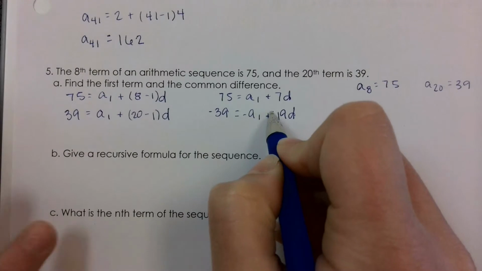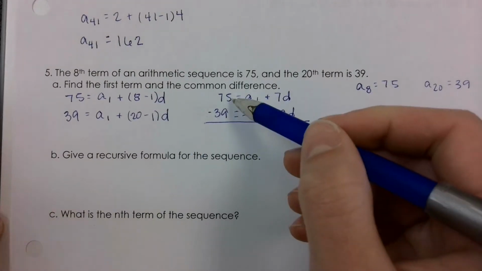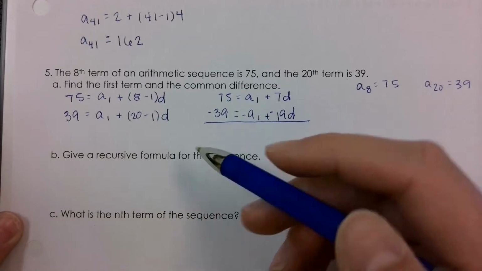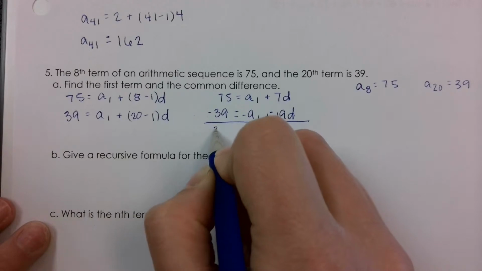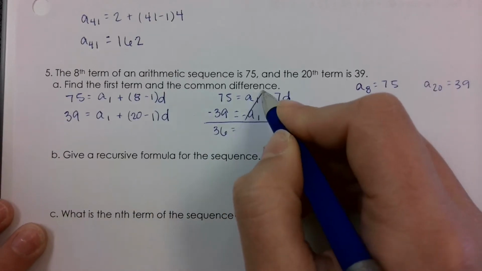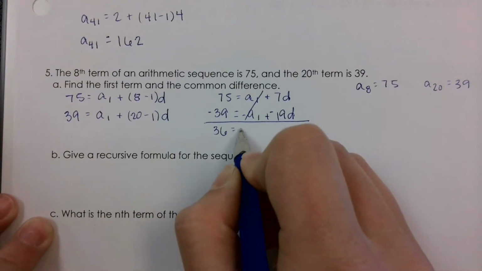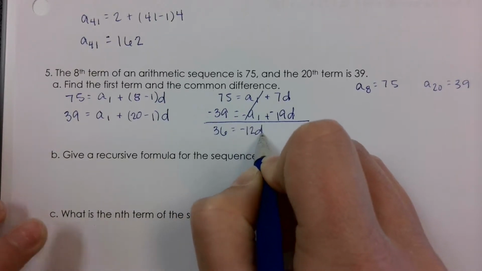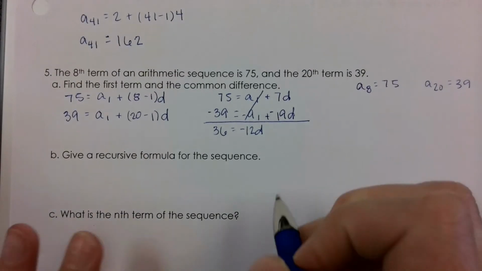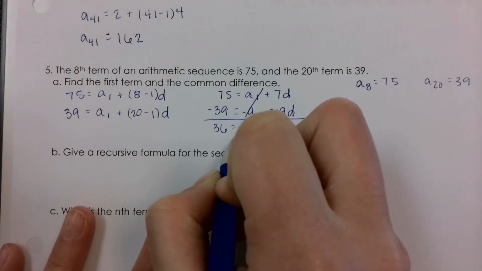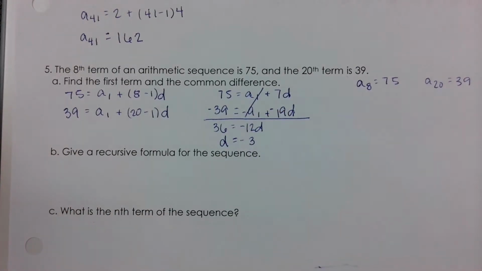Yeah, sorry. I forgot. So then when we add those together, we're doing 75 minus 39, and what do you get? 36. The a's cancel out. So then we just have 7d minus 19d, and what is that? Negative 12d. So then we can divide by negative 12 when we know what d is. Do you agree? Okay, so what does d equal? Negative 3. That okay?